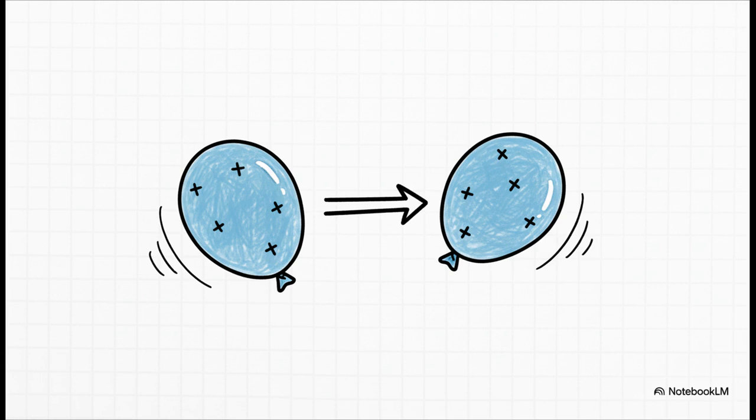The answer is simple. They're going to push each other away. They will repel. And why? Because rubbing them with the same cloth gives them the exact same kind of charge. And the rule is, like charges always repel each other.